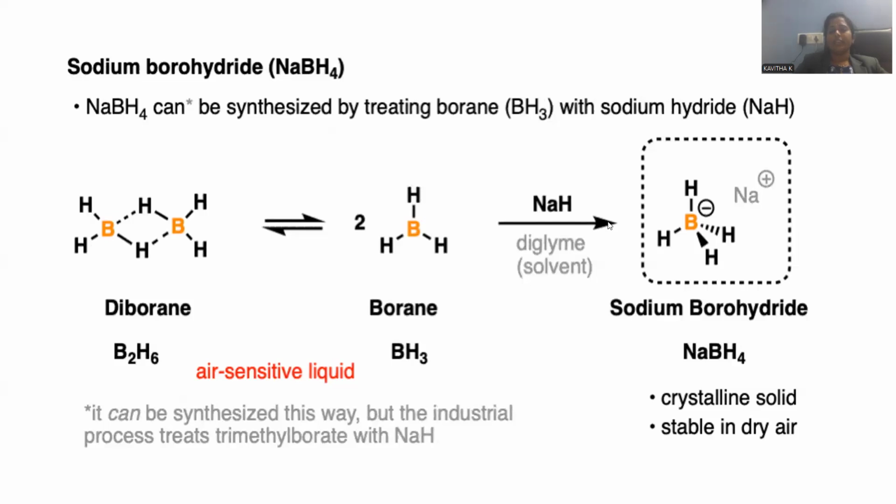Boron trihydride is reacted with sodium hydride, with diglyme as the solvent. Sodium is a metal, so it is able to accommodate a positive charge, and hydrogen is the negatively charged species, H minus. This H minus binds with the boron atom. So here we see the formation of tetrahedral geometry.